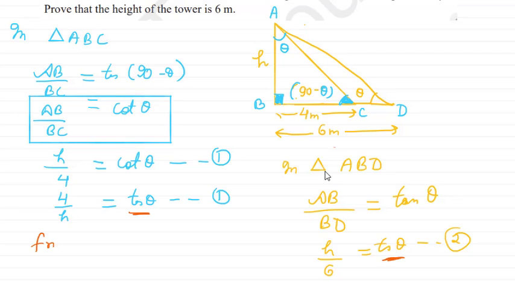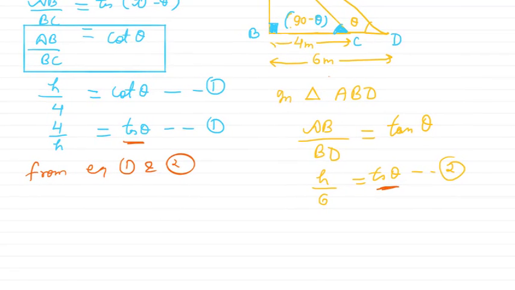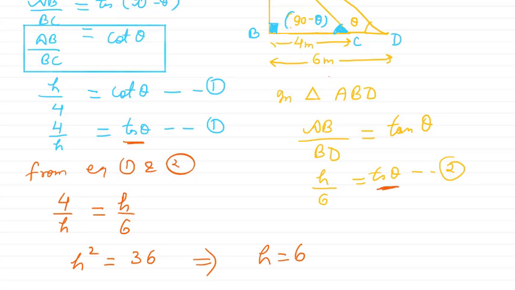So from equation 1 and 2, what we will get here is 4 by H equals H by 6. So here you can see you will get H square equals 36, and that will give you H equals 6. So you can say the height of the tower will be 6 meters. So that's the answer for this question.